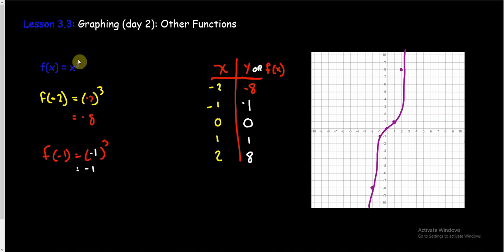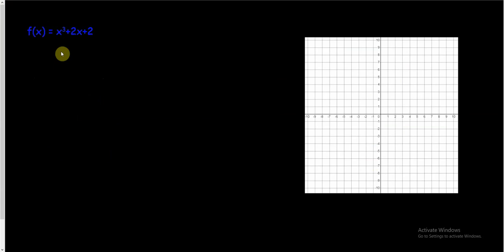So let's try one that's not the parent function. Let's try one of these that have more to it. But I know what the shape's going to be like because you see my highest exponent is x to the third. There's no other really weird things going on like absolute values or square roots or anything like that, or fractions, or divided by x's. I have x to the third with some extra stuff. So that's going to give me kind of the same shape, that kind of S-like shape.